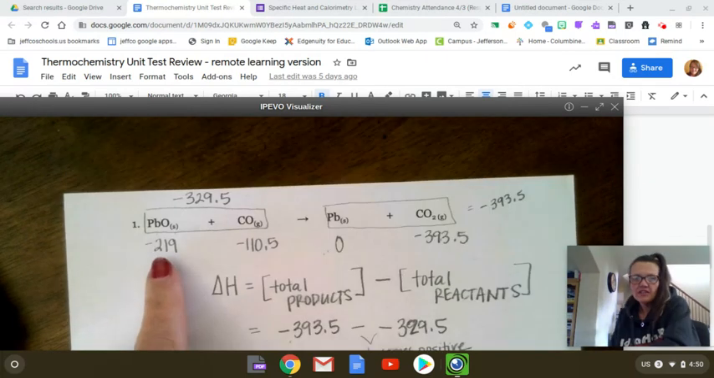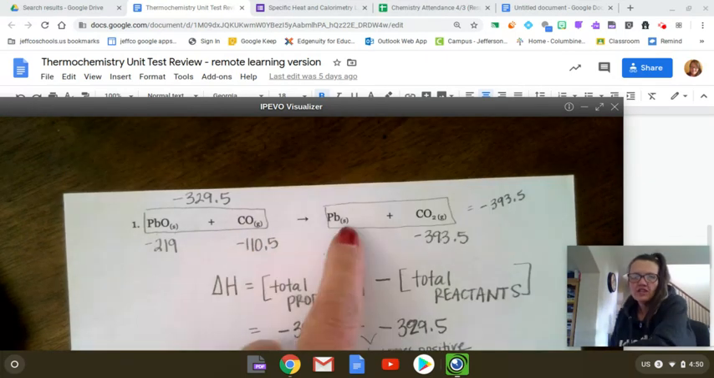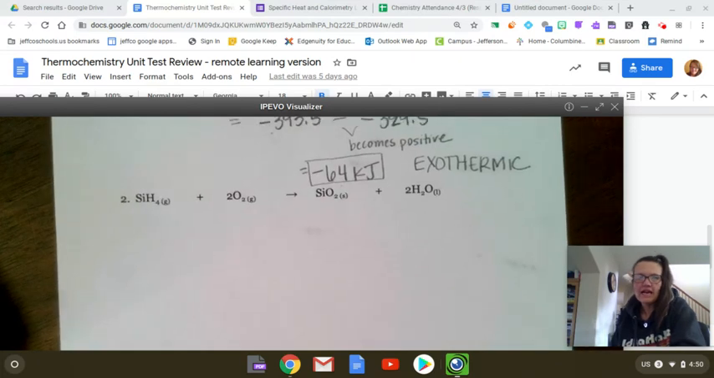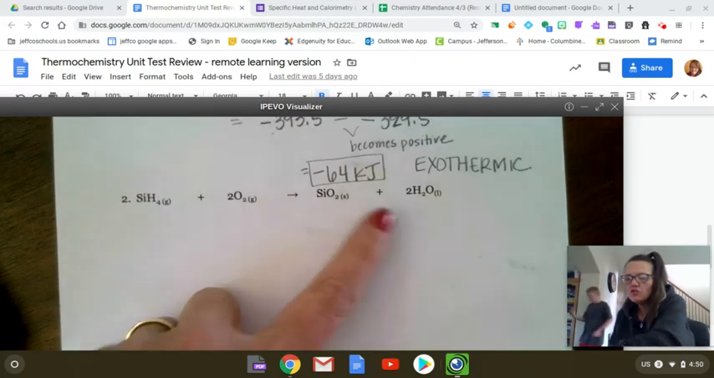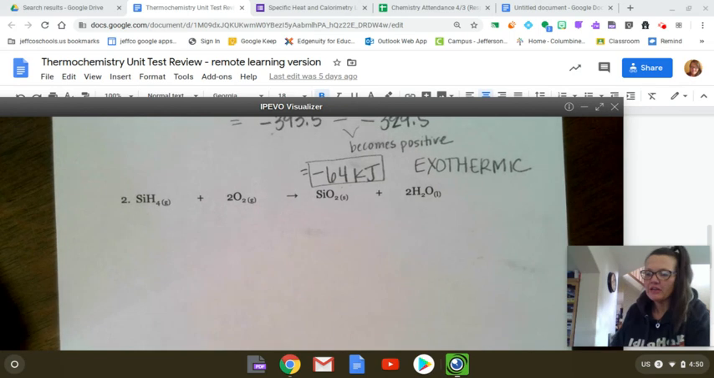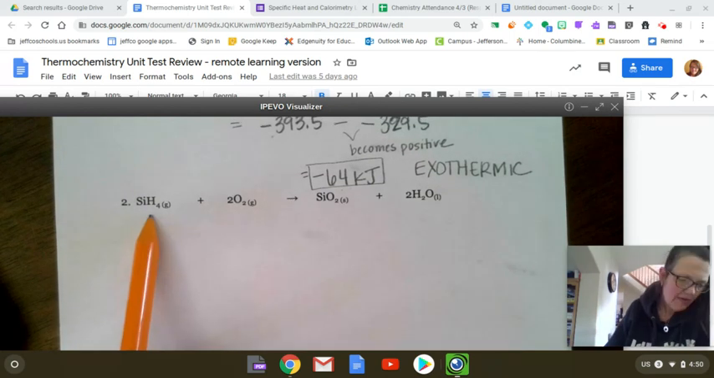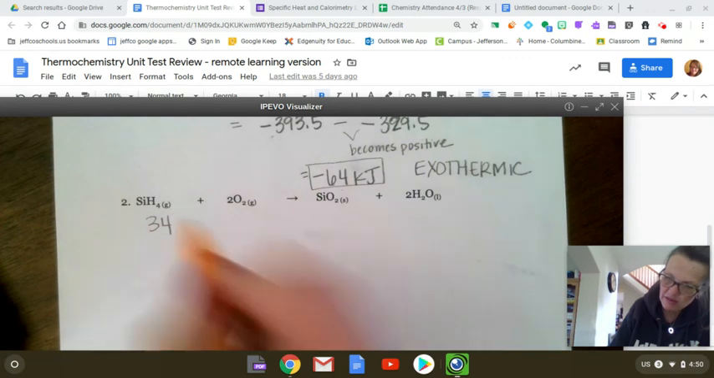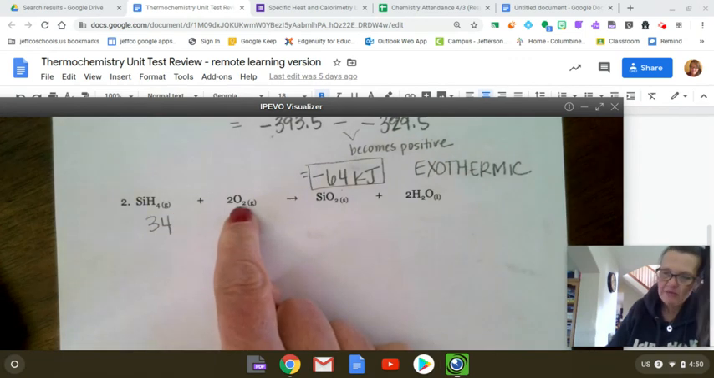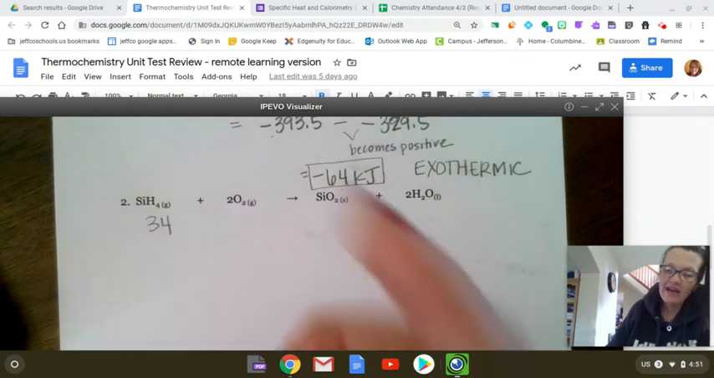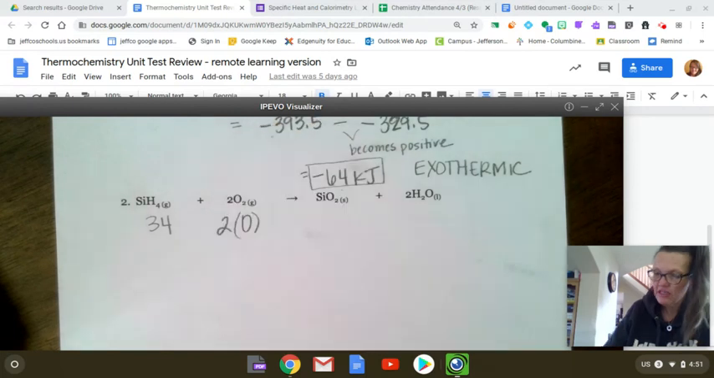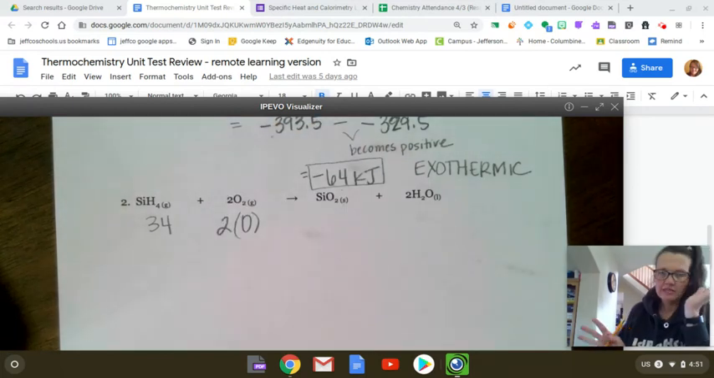Notice here that for this reaction, there was just one of each of those molecules, so it was really easy. In this next problem, it's a little bit more exciting because we have two of some of the molecules. So we're going to talk about what we do here. So again, I'm going to look up the value for the silicon tetrahydride, which is 34. And oxygen is a pure element. So again, it would have a heat of formation of 0, and there's two of them. So we're going to multiply that by 2. Of course, the answer is still 0, but just so that we all kind of see that.